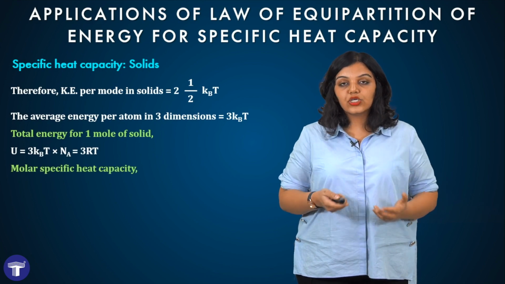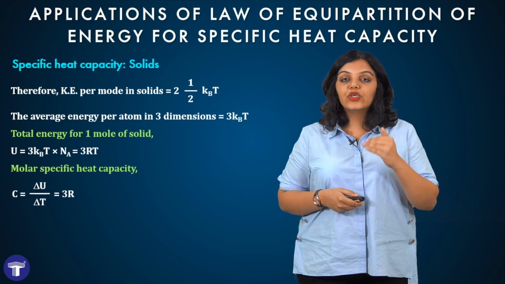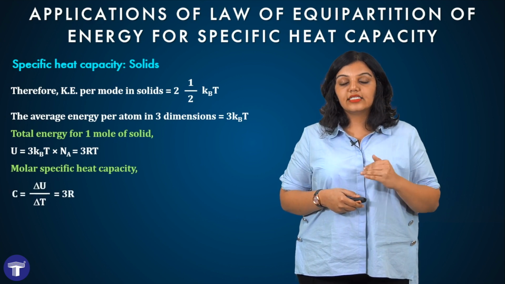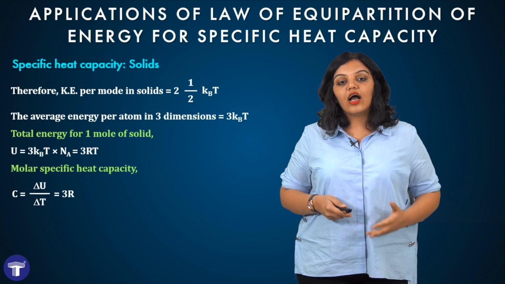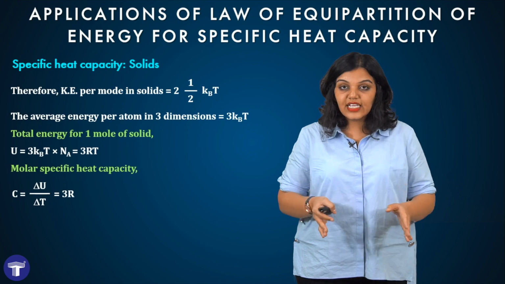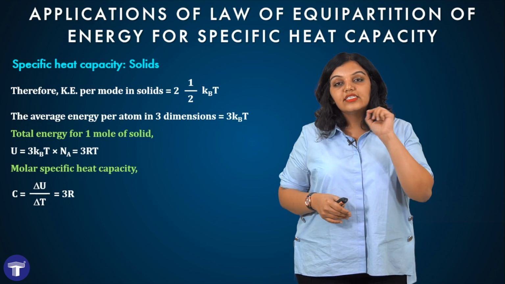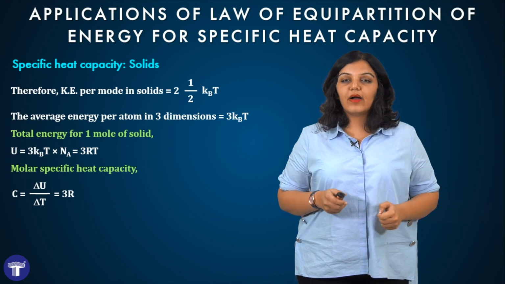And then by the definition of the molar specific heat capacity, it will be nothing but delta U, where U is the internal energy, by delta T, and this will give me 3R. And therefore now you will see that the specific heat capacity of a solid is fixed. It is nothing but 3 times the universal gas constant, and we derived this from the law of equipartition of energy. The last concept that I want to talk about is the concept of the mean free path.